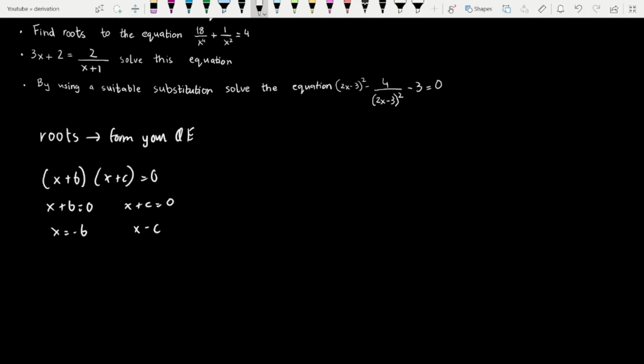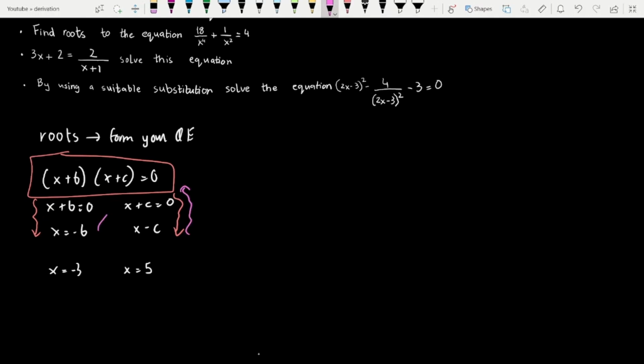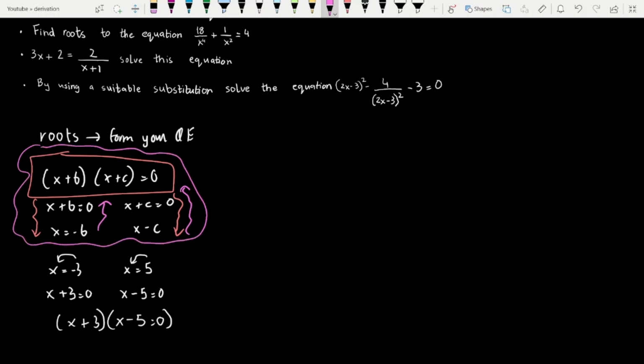Now, remember, they've given us the roots. They said one of the roots is equal to -3, the other root is equal to +5. If you have your factorized form, you can find your roots. So I have my roots, and I'm going to get my factorized form by going in reverse. That's basically going to be x plus 3 is equal to 0, x minus 5 is equal to 0. So x plus 3 and x minus 5 is equal to 0. I just went in reverse to find out my factorized form.